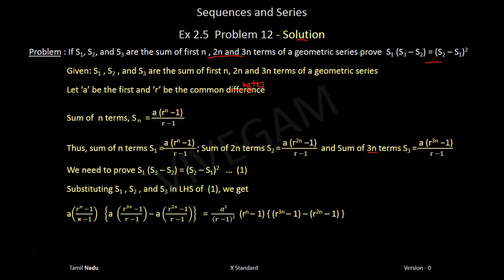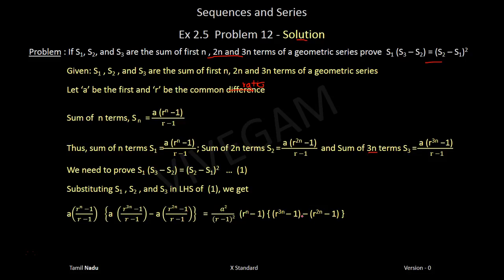So this will become A square divided by R minus 1 the whole square into R to the power of n minus 1, which will come here. And inside the bracket, this we have taken out, this we have taken out. So it will become R to the power of 3n minus 1. Similarly, this we have taken out, this we have taken out. This will be minus, open a bracket, R to the power of 2n minus 1.